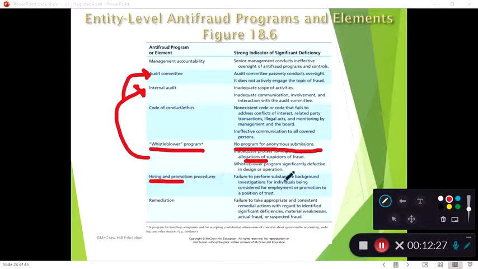Hiring and promotion, if they're not doing good enough substantive background checks, then that would also be considered entity level, because that could impact a lot of different areas of the firm, right? So those are just a couple examples, but again, there are several here that could indicate there's a significant deficiency and possibly a material weakness.